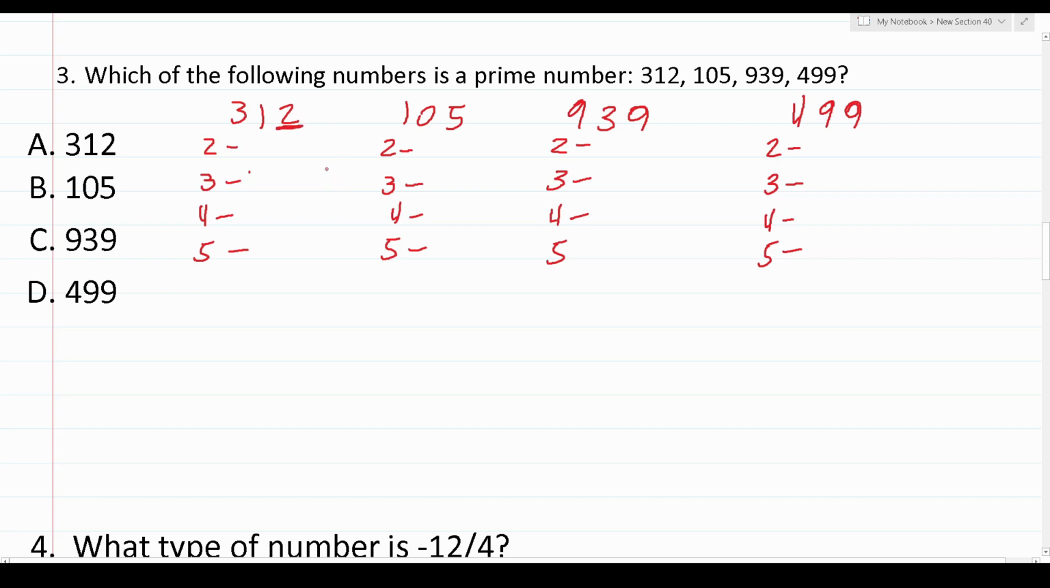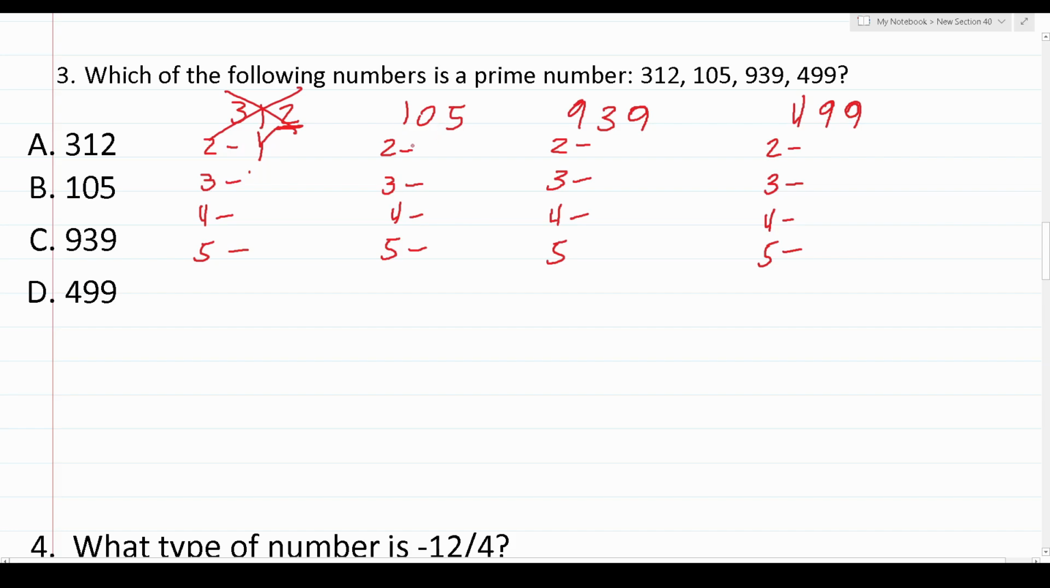And if that digit is even, then the number is divisible by 2. Since 2 here is even, I can say yes, 312 is divisible by 2, which means it's not prime. So right then and there, I eliminated 312 as being prime since it's divisible by more than just 1 and itself. All right, let's take a look at 105.